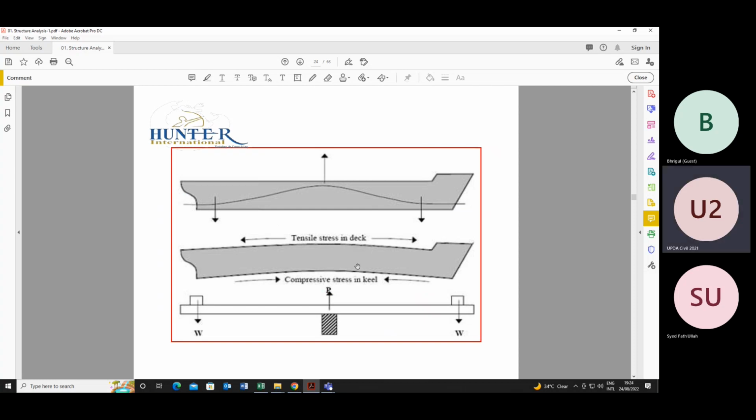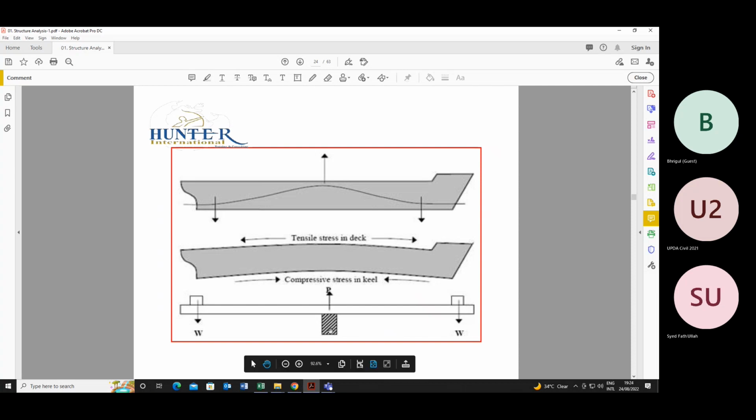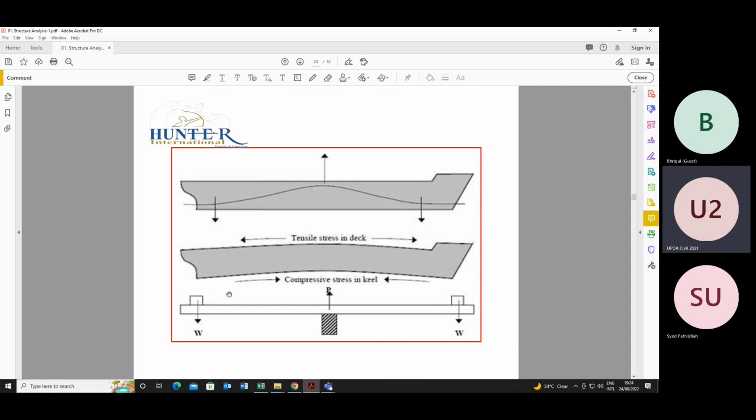Tensile stress in deck. You see here we have a support. Load is acting in this direction, so it will tend to bend like this. So the bottom part of the beam will have compression and the upper part will have tension. It means tensile stress in the deck.